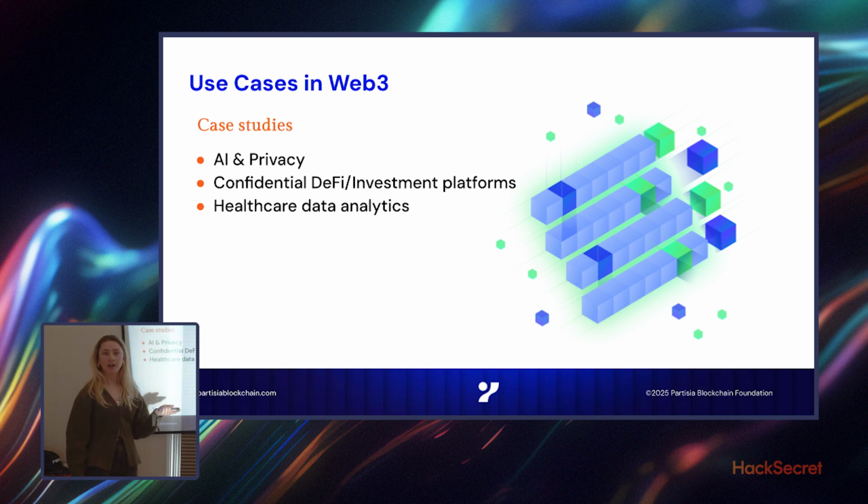So AI and privacy. Imagine a model for federated learning. You might have a lot of ML researchers, and this one kind of loops into the confidential DeFi one. But imagine you have a number of researchers that are training their models in different ways, and they might not want to share all of the ways that they're training these models.